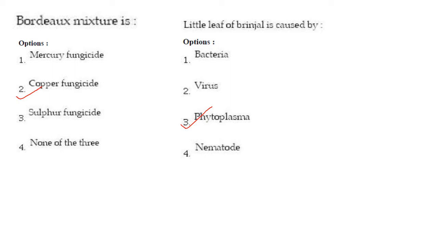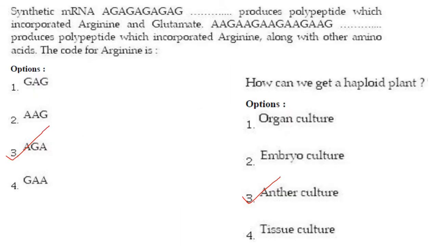Next one. Little leaf of brinjal is caused by option 1, bacteria, 2, virus, 3, phytoplasma, and 4, nematode. Answer is option 3, phytoplasma. Next one.